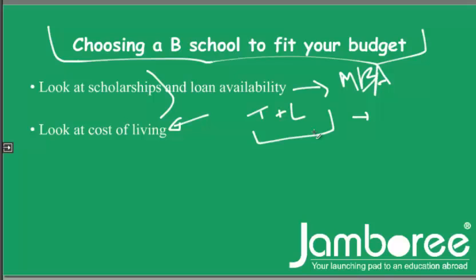For instance, London is one of the most expensive cities in the world. So maybe the fees of HEC Paris are higher than Imperial Business School, let's say, but the cost of living in London is far higher than in Paris, so your overall cost might end up being higher. So look at both components, the cost of living as well as the tuition fees. Don't just look at the tuition fees.